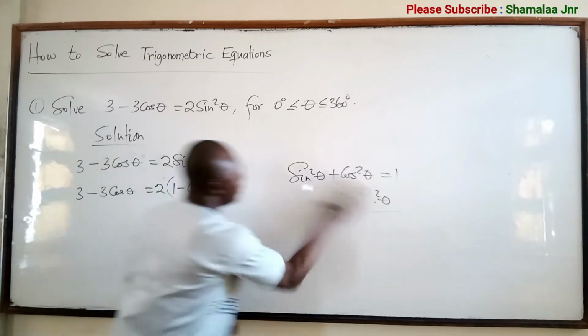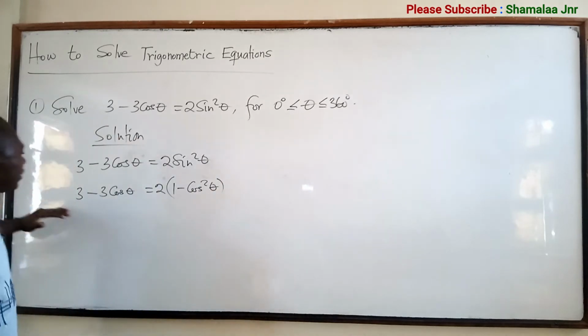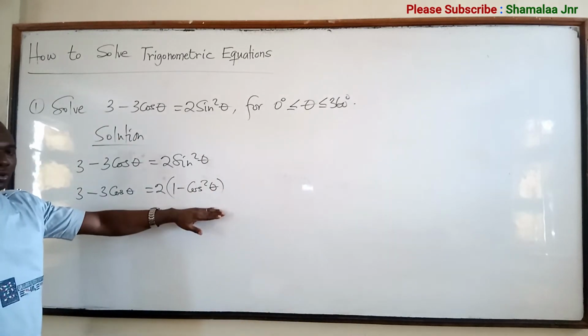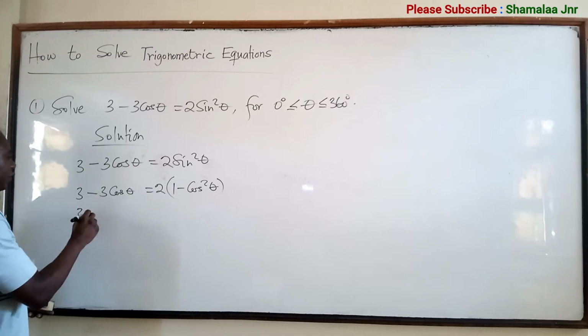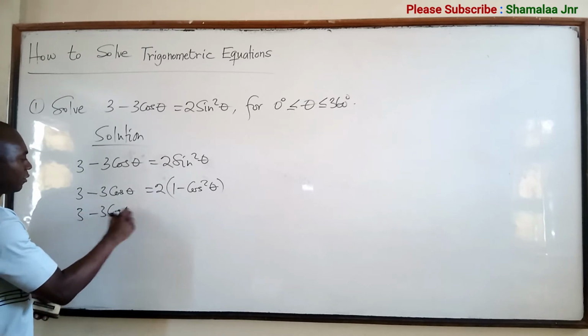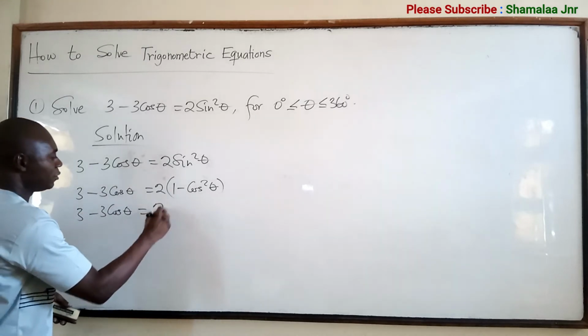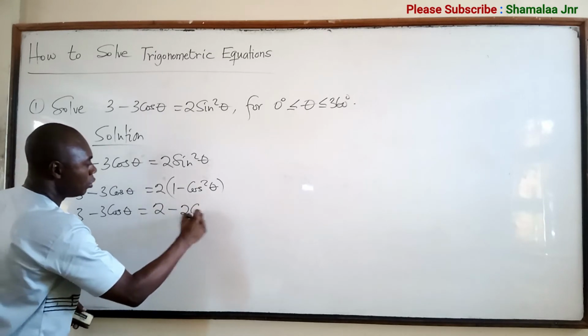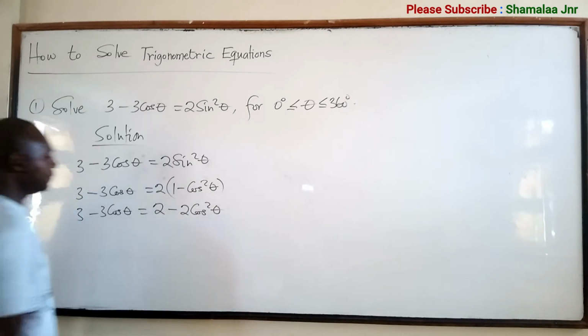Are you seeing? So let me clean this one. You see that now everything has changed into cos. So this is 3 minus 3 cos theta is equal to, let's expand this, 2 minus 2 cos squared theta.